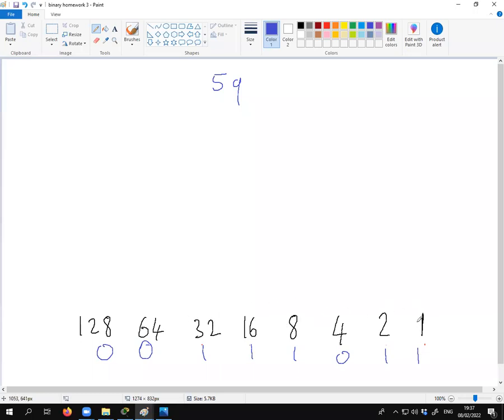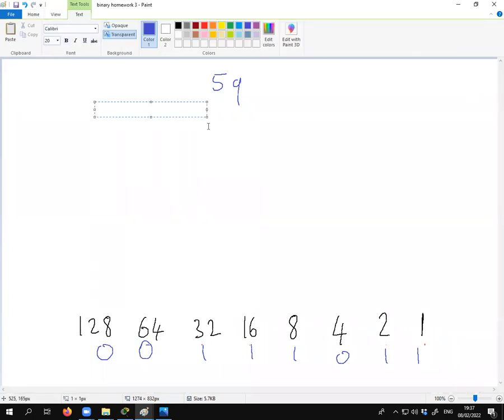Now I want to ask, how many bits did it take us to make the value of 59? Would we say we had to use all 8 bits? 4 bits. Anyone else? 6. Yes. 5.